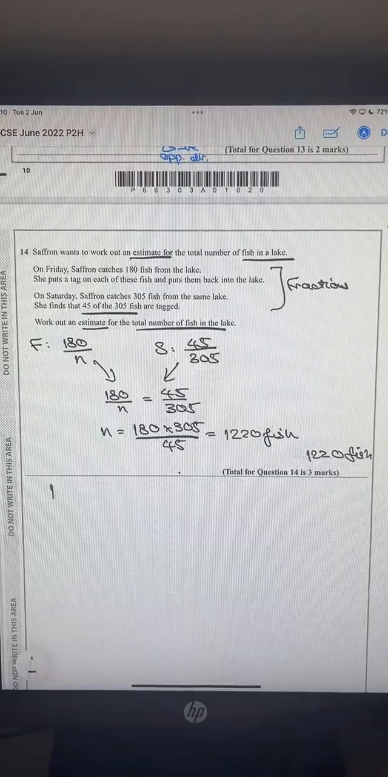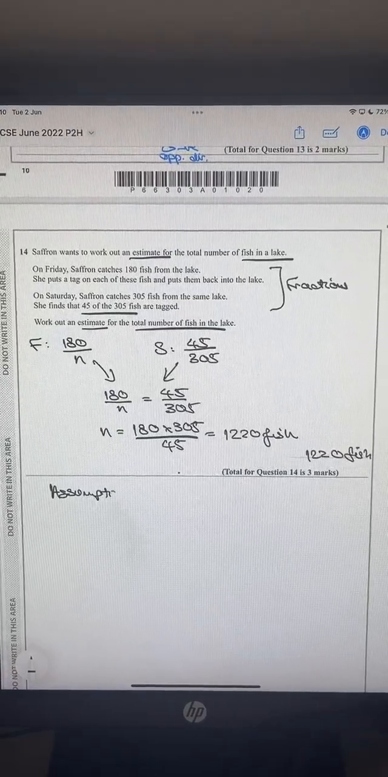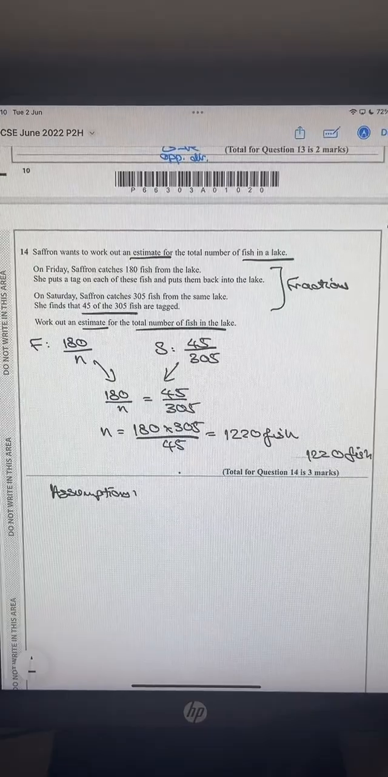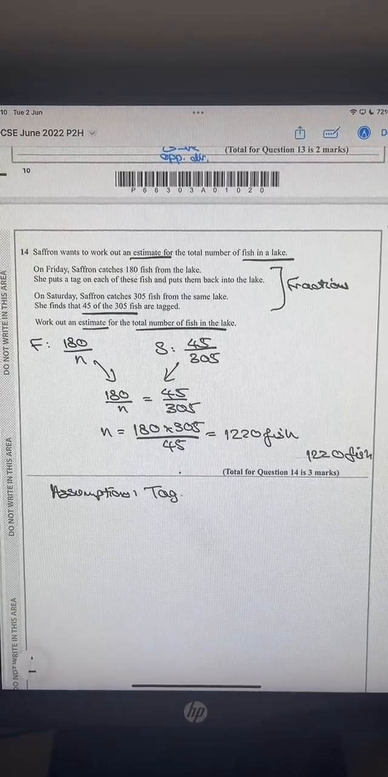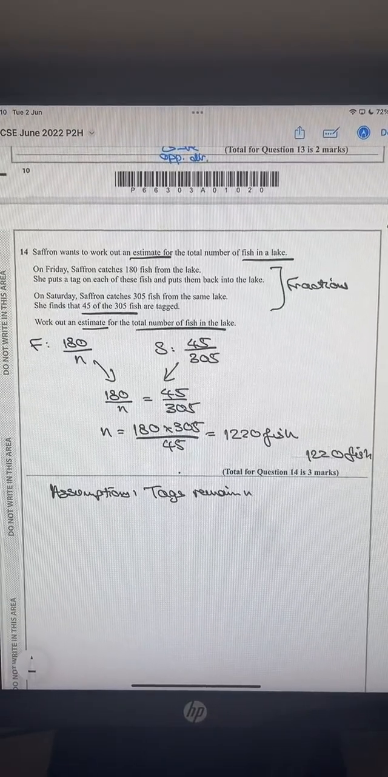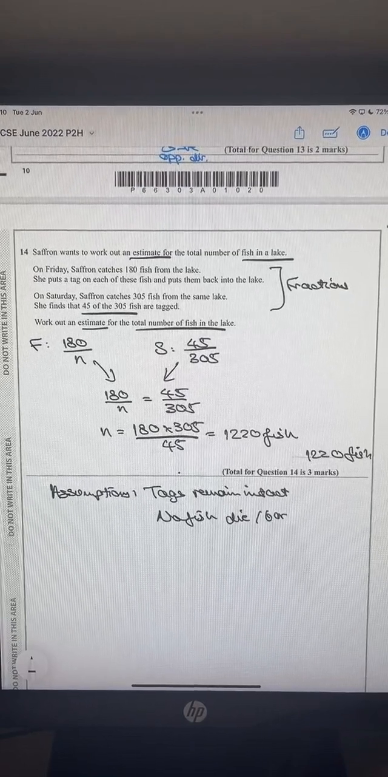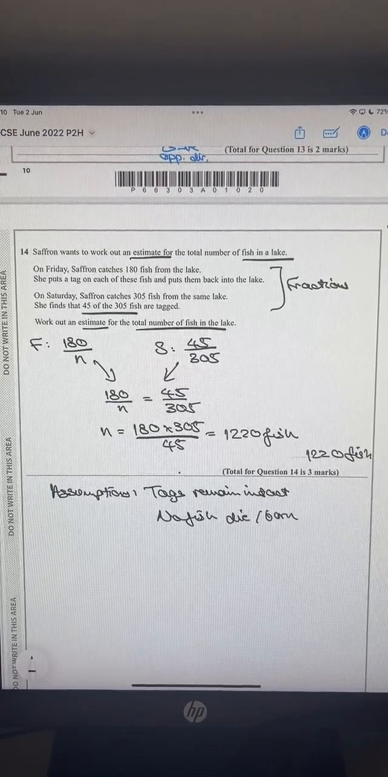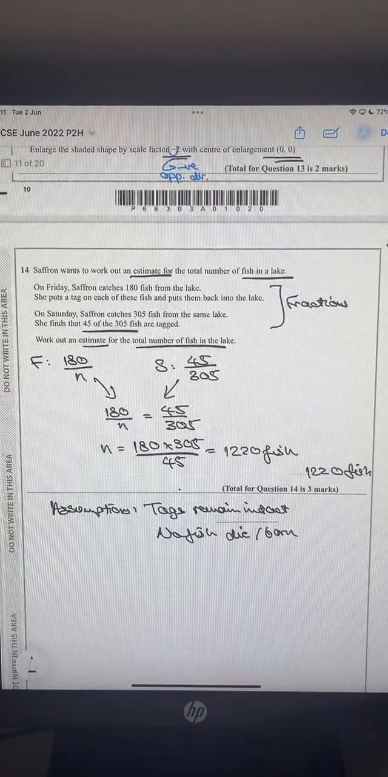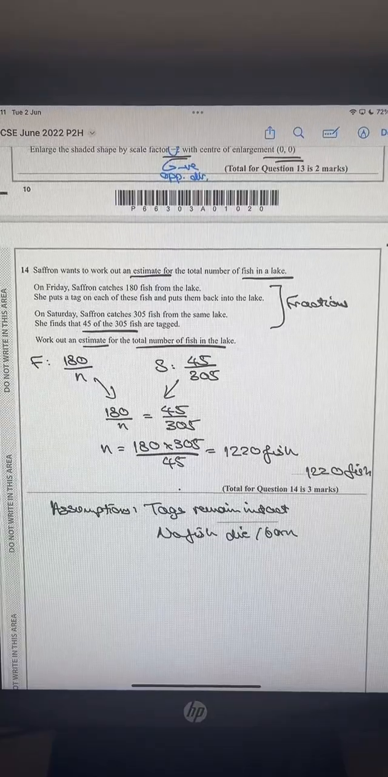So if they ask you about assumptions, here are some things you could say, because that could be part B of a question like this. You could say that the tags remain intact on the fish, as in the fish don't lose their tags. No fish die or are born in that time period, because you want to estimate the total number of fish in the lake using information from Friday and Saturday. And you could say, i.e., the values or the proportions stay the same. So that's how you do it. Pretty set. This is the method. So what I did, and that's how you get the marks.